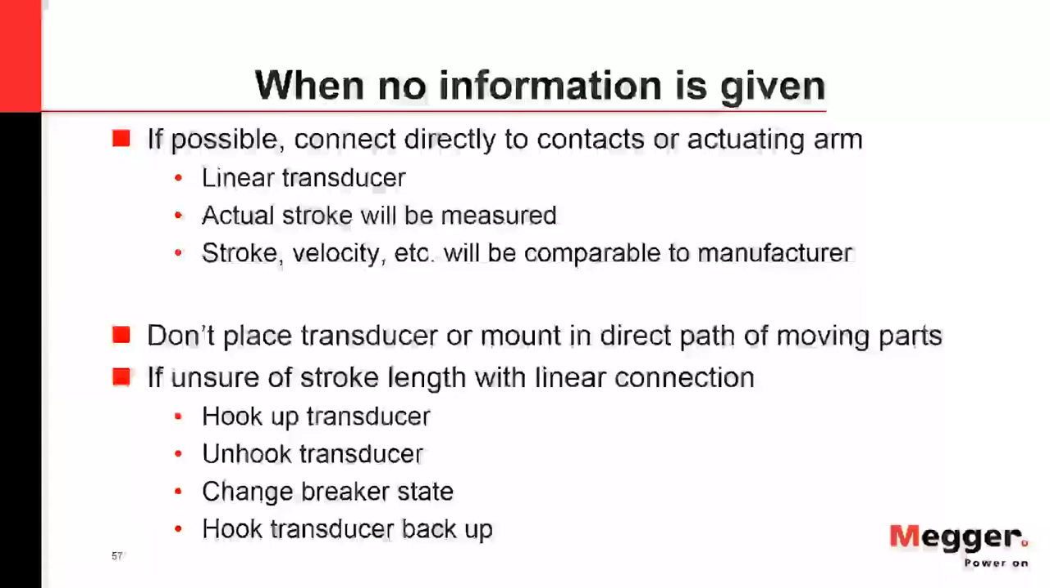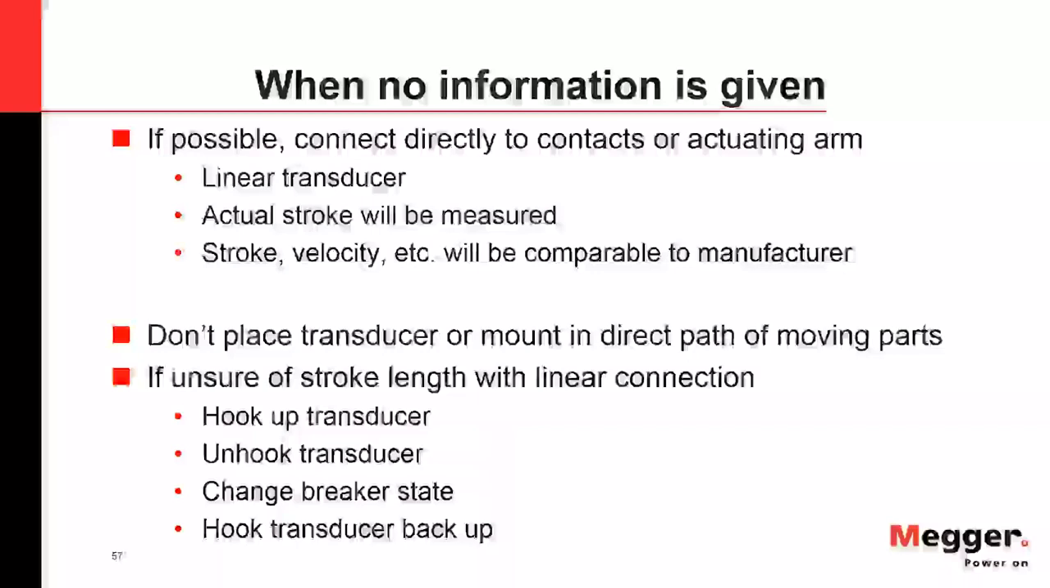So if possible, connect directly to the contact or actuating arm using a linear transducer. This way, an actual stroke will be measured, and stroke velocity and all that will be comparable to the manufacturer. And then from there, I do want to mention one thing: don't place the transducer mount in the direct path of moving parts. Be aware of where you're hooking this thing up.